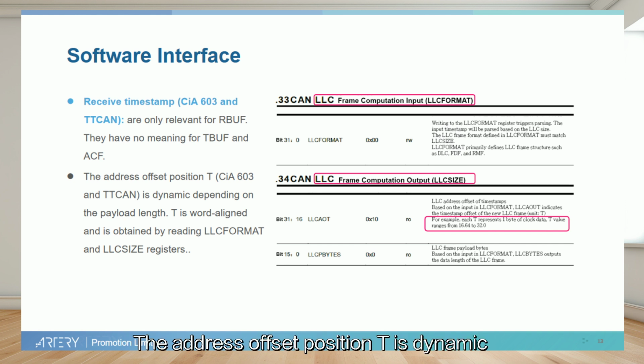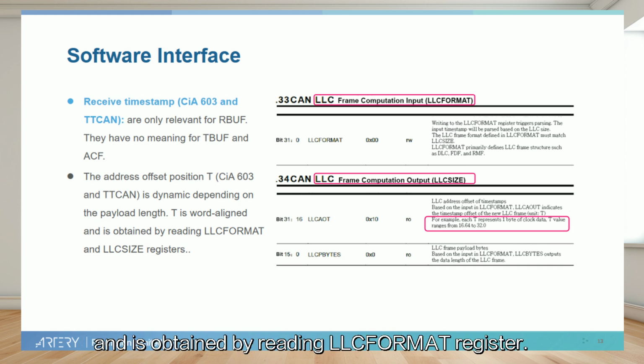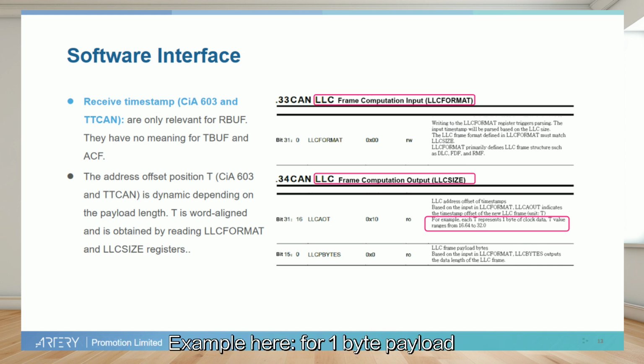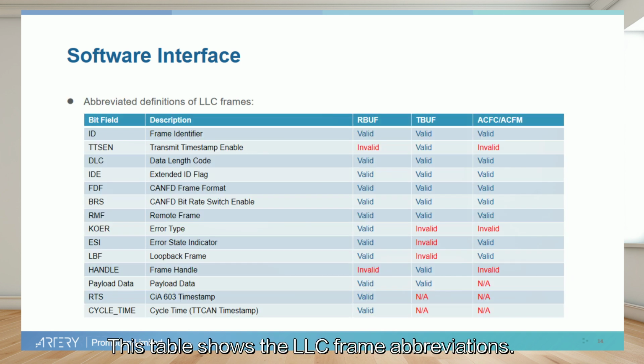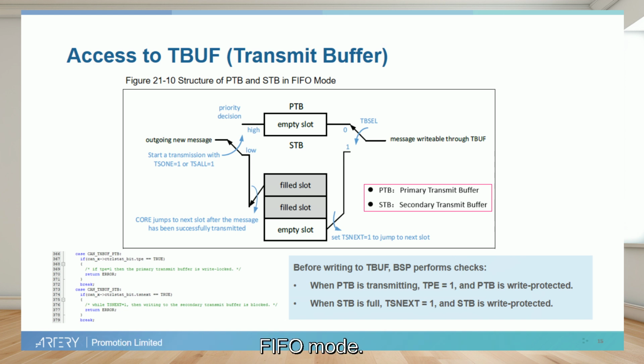The address offset position T is dynamic depending on the payload length. This dynamic position T is always word-aligned and is obtained by reading format register. Example here, for 1 byte payload, the address position T is T equals 16 plus 4 equals 20. This table shows the LLC frame abbreviations. This figure shows a schematic of PTB and STB in FIFO mode.